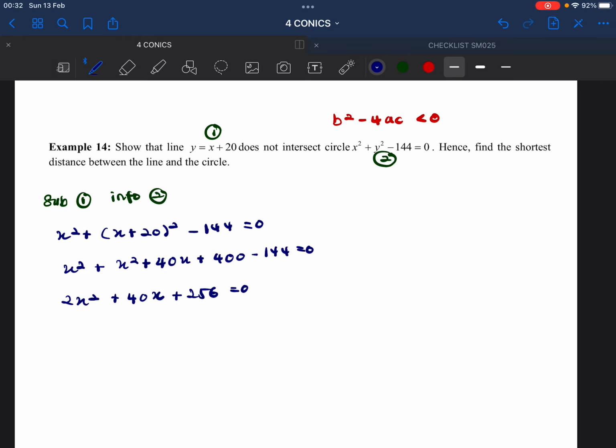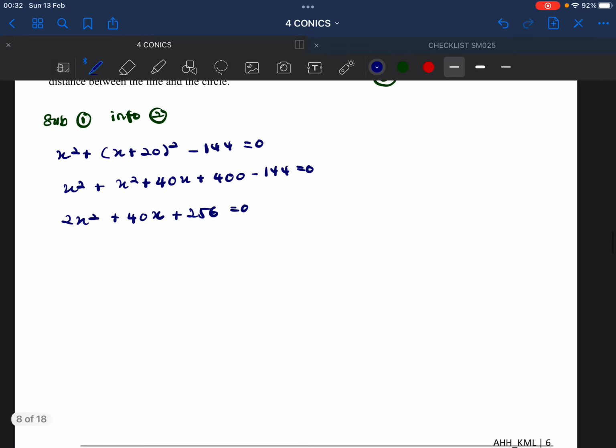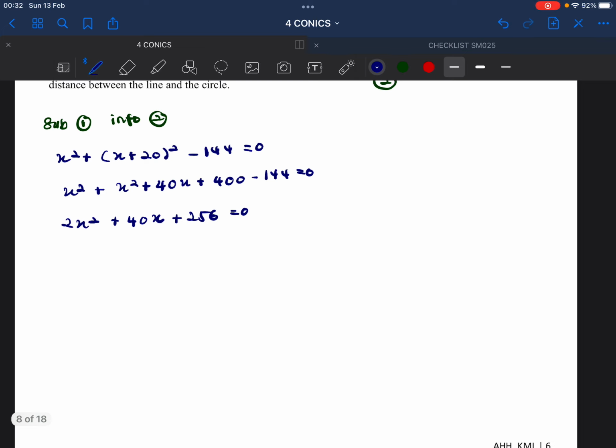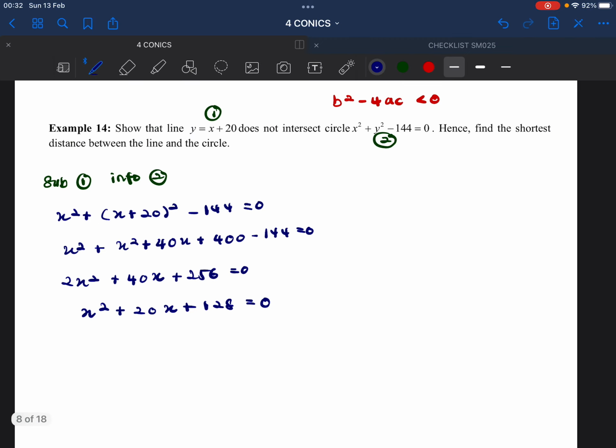Okay, whenever you have a quadratic equation, always simplify. Okay, so this one we can simplify by dividing everything with 2. So here we have x square plus 20x plus 128 equals to 0. Okay, we have our quadratic equation. We want to find the type of intersection. Actually, the question doesn't say find the type of intersection. The question said show that the line here does not intersect with this one here.